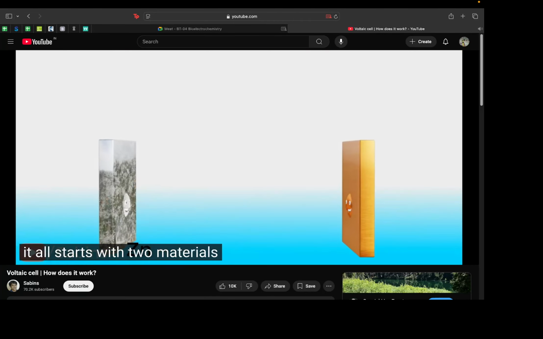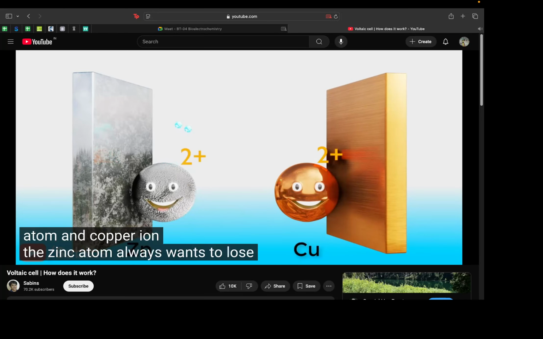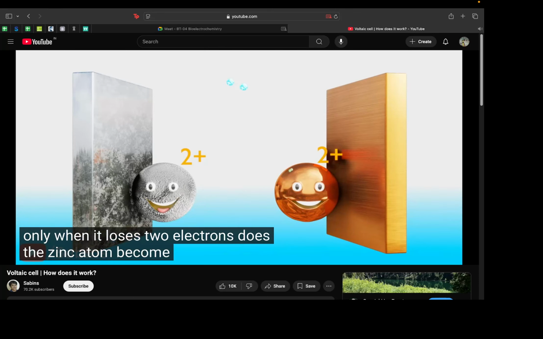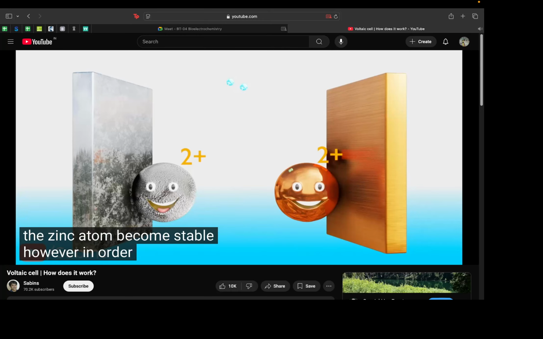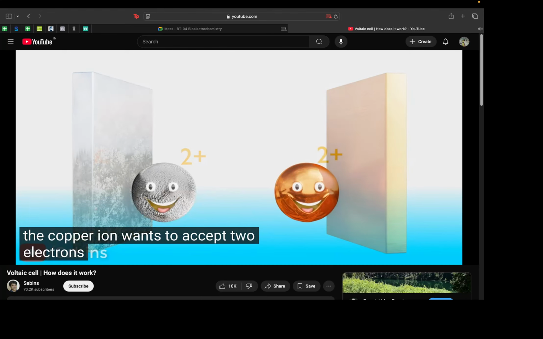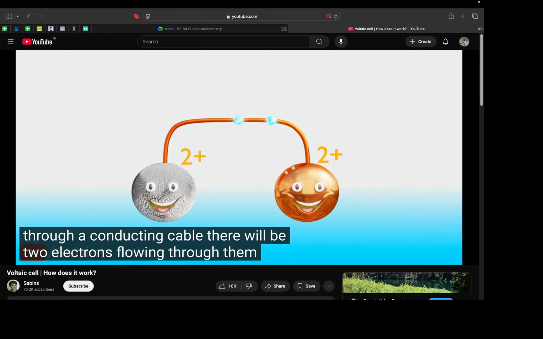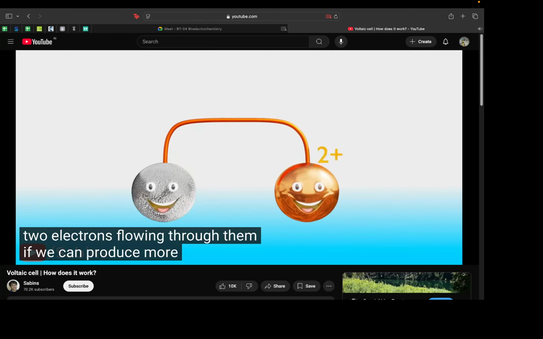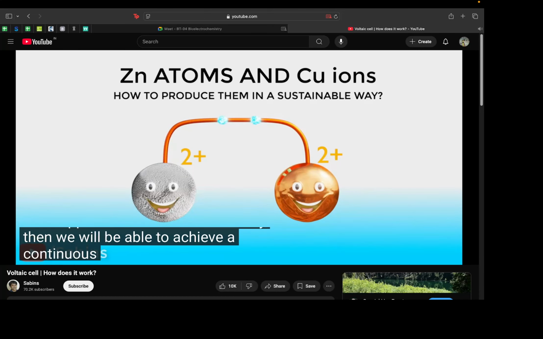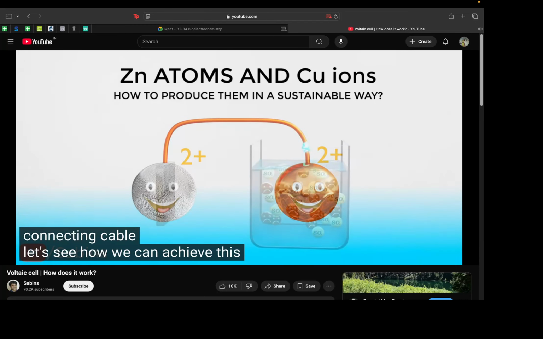It all starts with two materials, zinc atom and copper ion. The zinc atom always wants to lose 2 electrons. Only when it loses 2 electrons does the zinc atom become stable. However, in order to achieve stability, the copper ion wants to accept 2 electrons. Therefore, if we connect them together through a conducting cable, there will be 2 electrons flowing through them. If we can produce more such zinc atoms and copper ions in a sustainable way, then we will be able to achieve a continuous flow of current through the connecting cable. Let's see how we can achieve this.